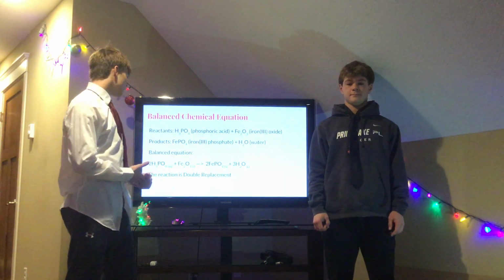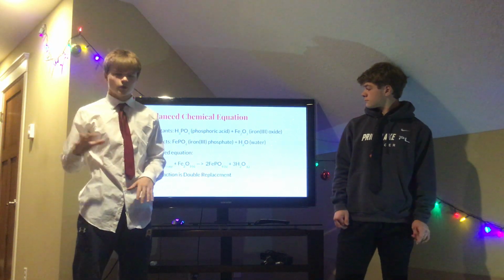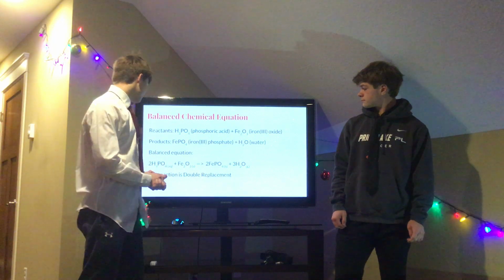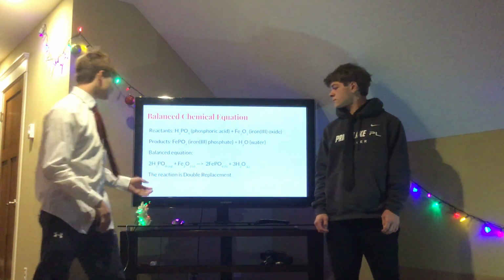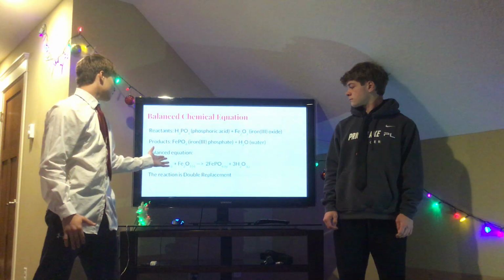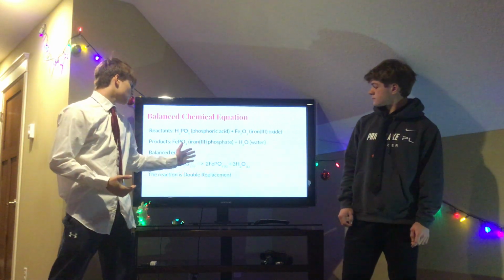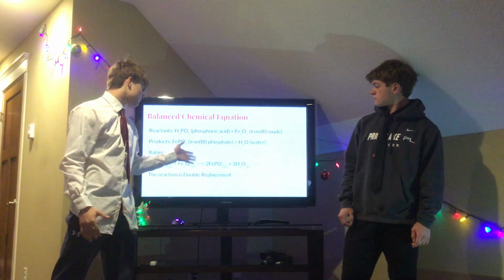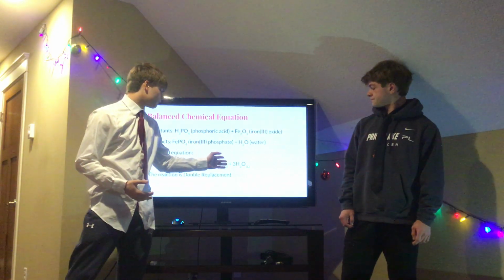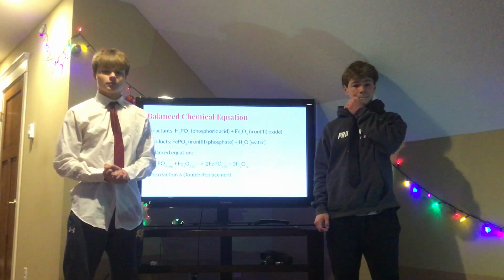Those are the reactants, and the products are FePO4, which is iron 3 phosphate, which is like the thin rust that it creates where you can just scrub off the rust, and then water, H2O. The balanced equation is 2H3PO4, an aqueous solution, and Fe2O3, a solid. The products are 2FePO4, which is a solid, and 3H2O, which is obviously a liquid. The type of reaction this is, is a double replacement reaction.